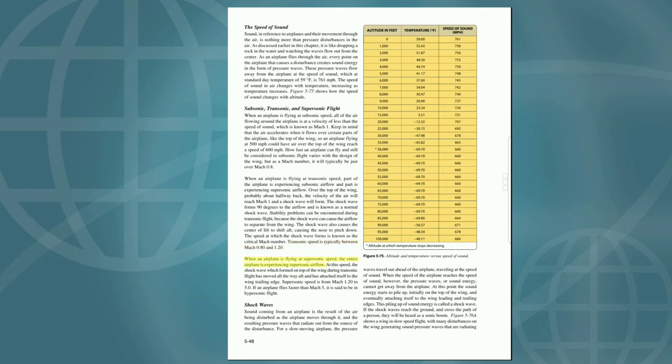When an airplane is flying at supersonic speed, the entire airplane is experiencing supersonic airflow. At this speed, the shock wave which formed on top of the wing during transonic flight has moved all the way aft and has attached itself to the wing trailing edge. Supersonic speed is from Mach 1.20 to 5.0. If an airplane flies faster than Mach 5, it is said to be in hypersonic flight.